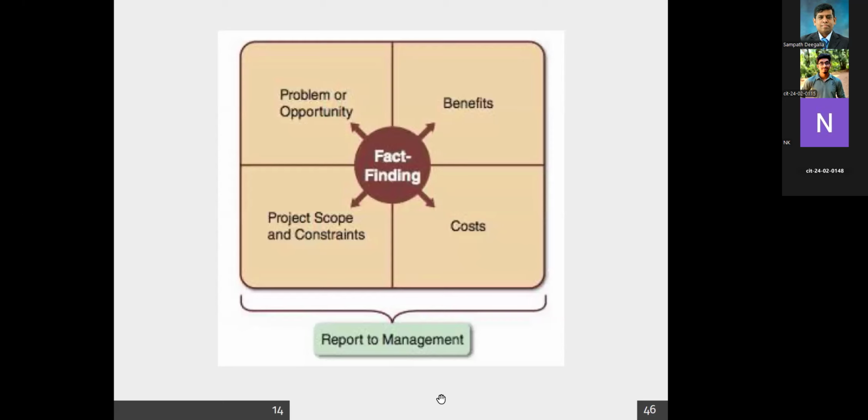So fact finding, in a graphical representation, you can say it's about the problem and the opportunity, the benefits, the costs, and then you have the project scope, right? And then finally you are reporting to the management.